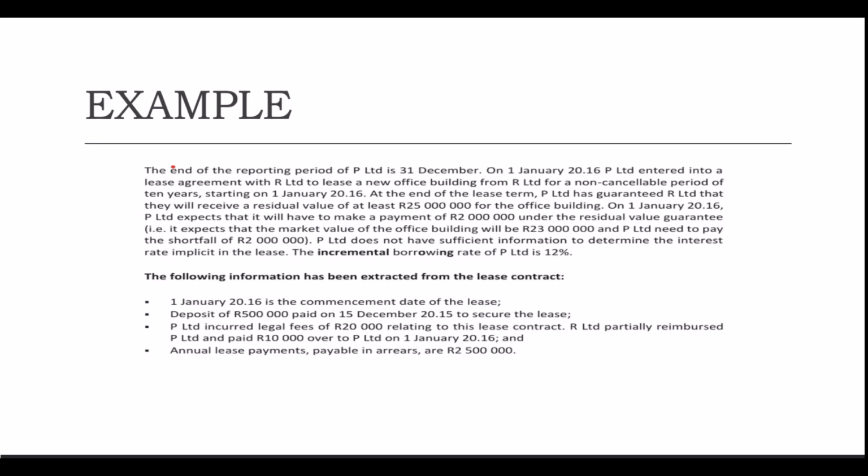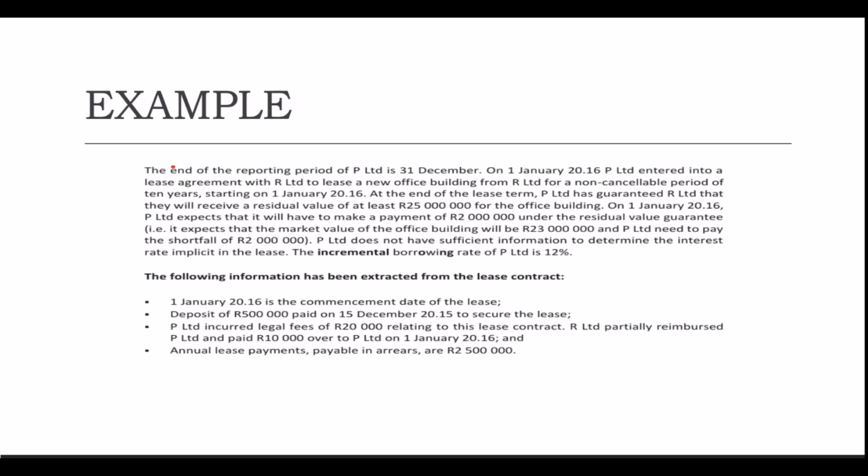Okay. The end of the reporting period of P Limited is 31st December. On 1 January 2016, P Limited entered into a lease agreement, right? So in this case, they've told you that it's a lease agreement with R Limited to lease a new office building from R Limited for a non-cancelable period of 10 years. So now we know the lessor is R Limited and the lessee is what? P Limited, because it says P Limited leased the building from R Limited, right? For a non-cancelable period of 10 years, starting on the 1st of January 2016.